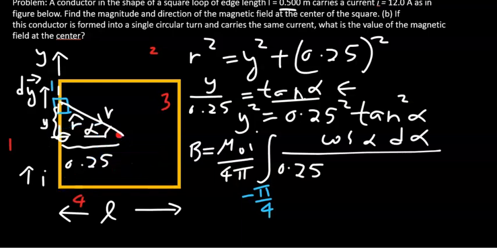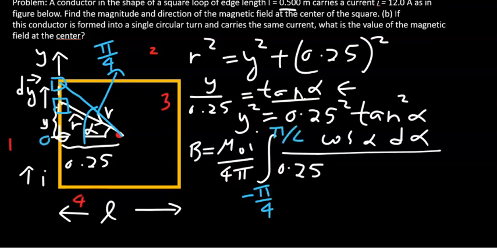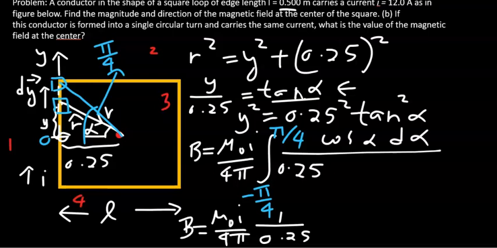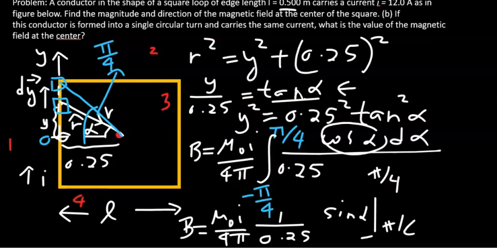Likewise, when the element is at the top, the angle alpha here is again plus 45 degrees, plus because now the element is above the origin. So the upper limit for this integral is pi over 4. And now we can find the answer for that integral is mu naught I over 4 pi times 1 over 0.25. Integrating cosine alpha with respect to alpha, you get sine alpha, and you need to put the limits pi over 4 and minus pi over 4.